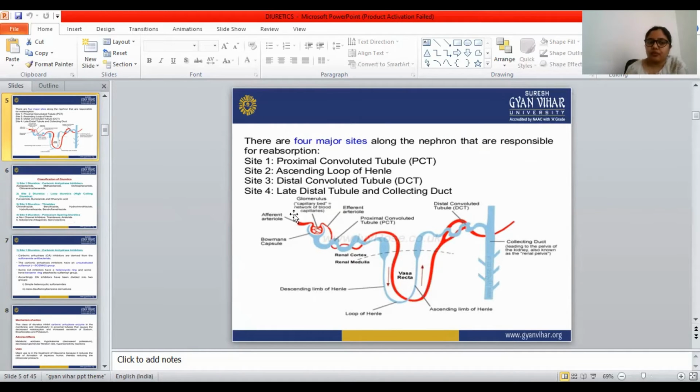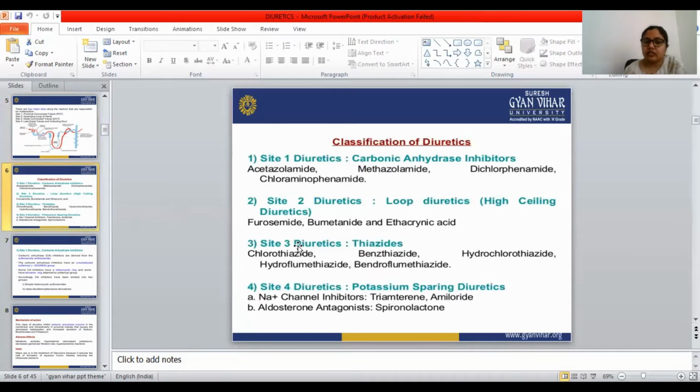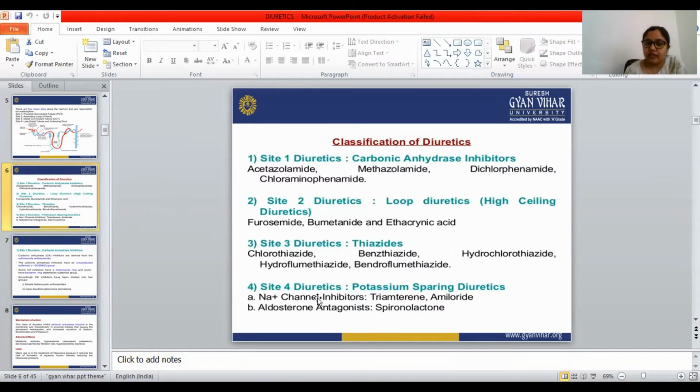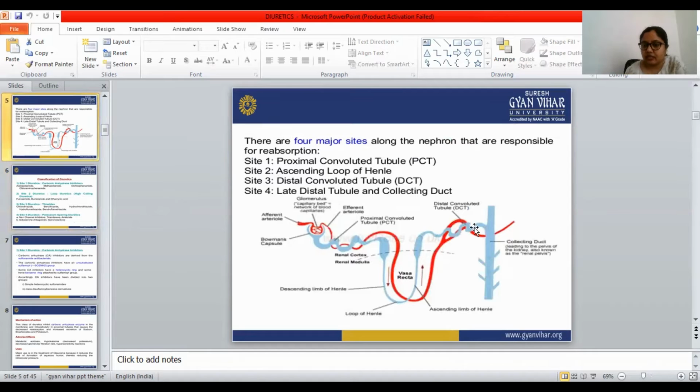Next are the thiazide diuretics. The thiazides act at site 3, and site 3 is the DCT, the distal convoluted tubule. The fourth are the site 4 diuretics, the potassium sparing diuretics, and they act at the fourth site, the late distal tubule through to the collecting duct.